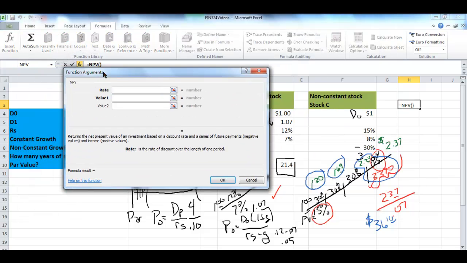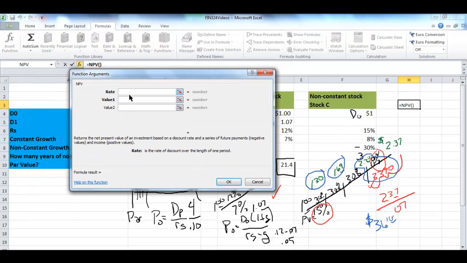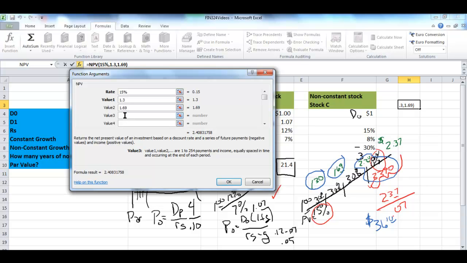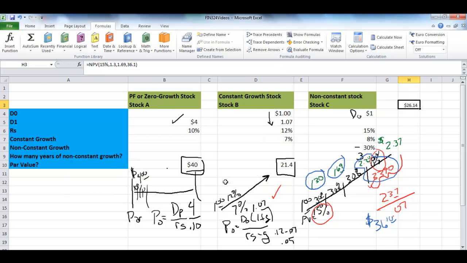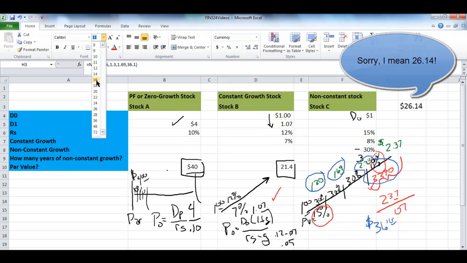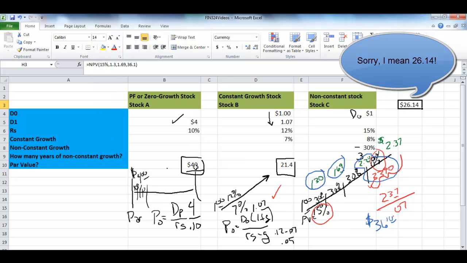And now I can just pull it across here, and my rate is my RS, which was 15%. And then I'm going to put value number 1, which we calculated as $1.30. And I've got value number 2, which was $1.69. And I've got value number 3, which is the combination of the 2.20 and the 33.90, which is our terminal value, which is 36.10. And now we have our answer. Hit OK. And here it is. Make it a little larger for you to see. It's $36.10.